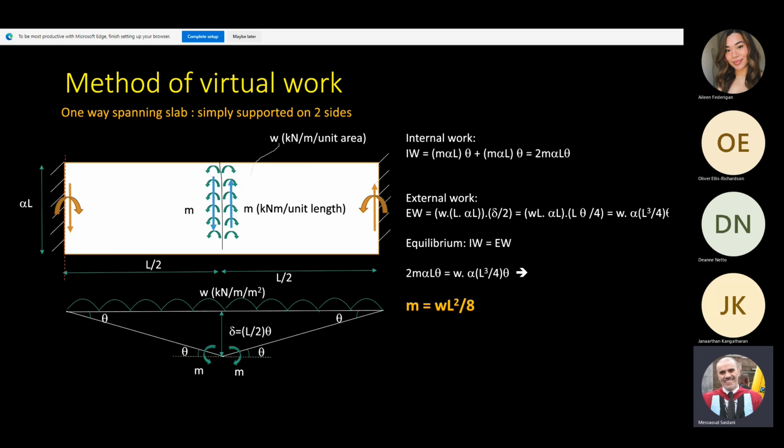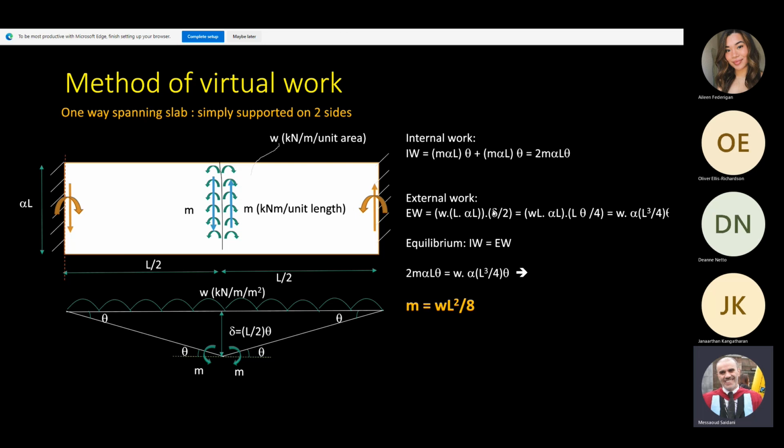In the plastic theory, what do you do? If you have a UDL, what displacement do you take? The average. Do you remember? You take half the displacement. If you have a concentrated load, it's the load times the corresponding displacement. But if you have a UDL, it's the UDL times the average displacement.